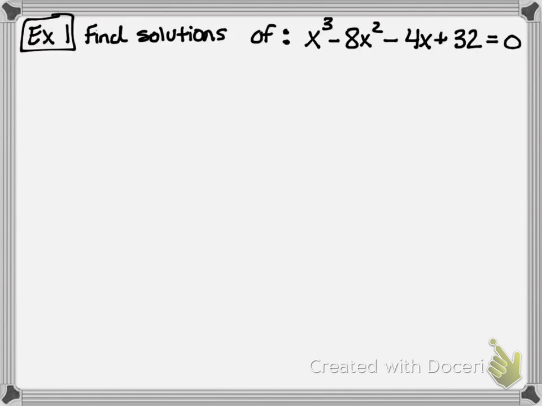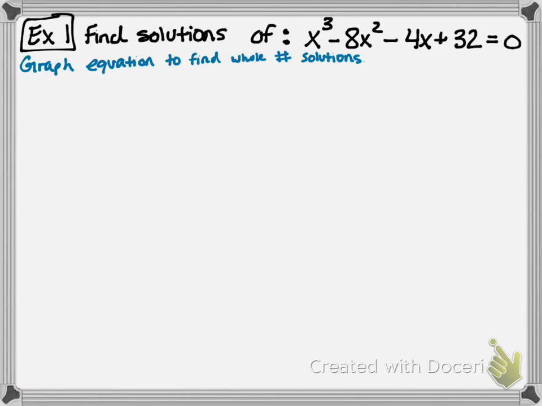Example number 1 says find the solutions of, and then we have our polynomial here. So to do this, the first thing I'm going to do, here, let me write smaller so I'll have room, is graph the equation to find the whole number solutions. Now, for those who are Instagram and Twitter fans, that is a number sign, not a hashtag.